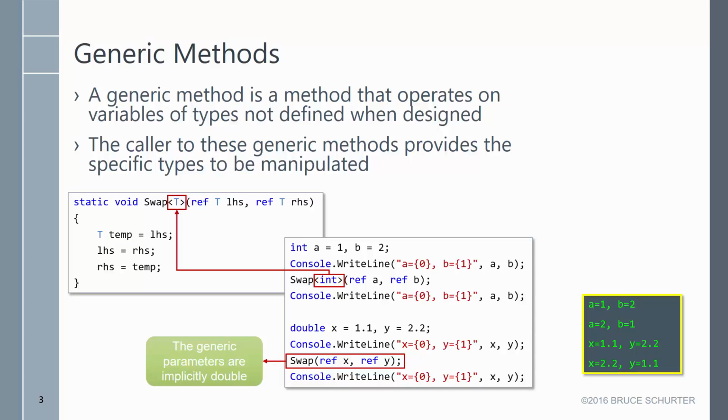Below that, we create two doubles, x and y, and we assign the values 1.1 and 2.2 respectively. Again, we output the contents of x and y, and it shows 1.1 and 2.2, and we call swap again. Notice here I did not pass in double in the angle braces. That is because it knows implicitly that x and y are both double, therefore it knows to use the swap double version. So then it actually swaps those x and y values, and we get 2.2 and 1.1 now.